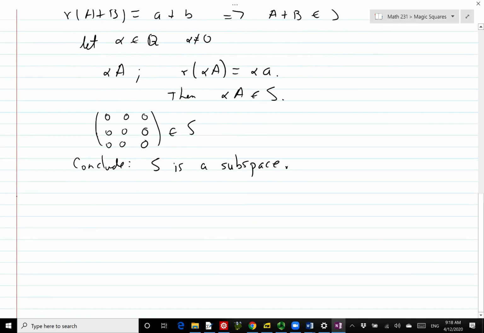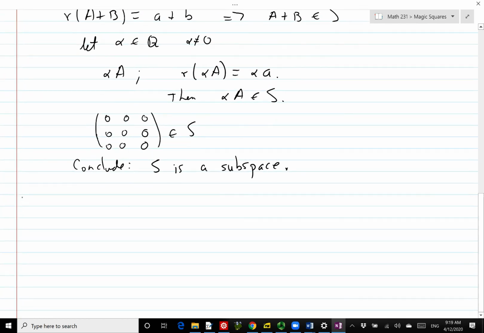Okay. So now the next step is trying to figure out what its dimension is. So what we're going to do is we're going to imagine an arbitrary matrix, and we're going to suppose that the sum of the row is k.